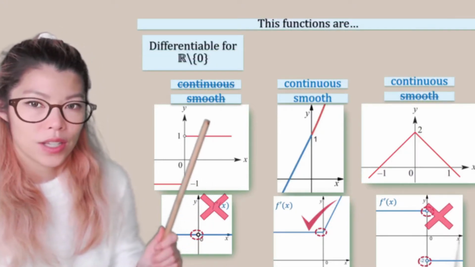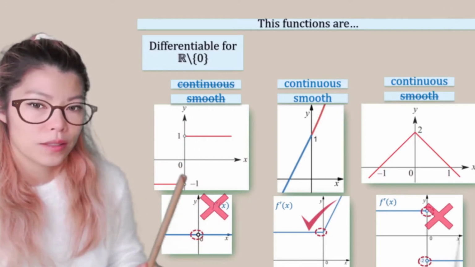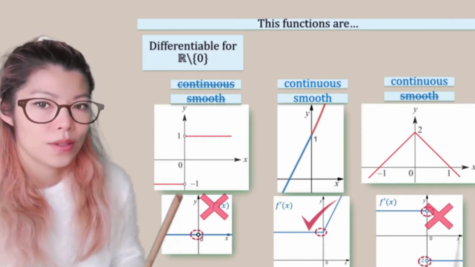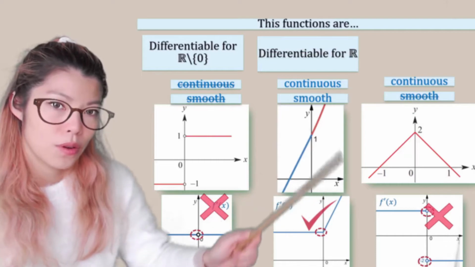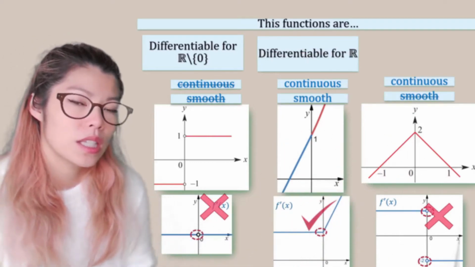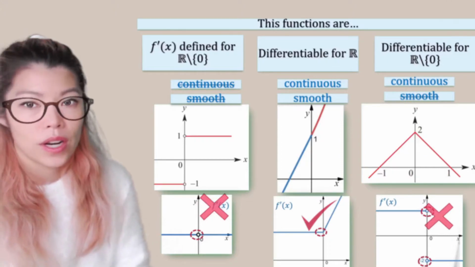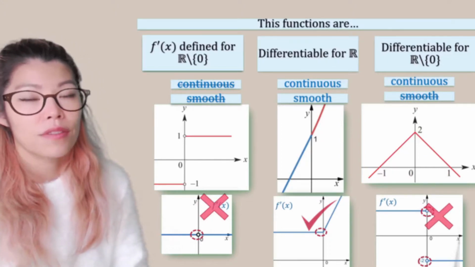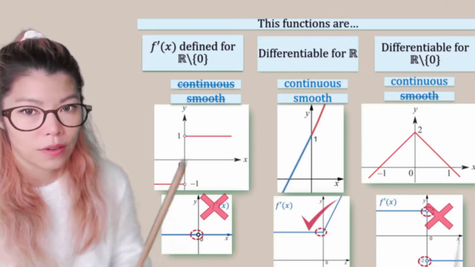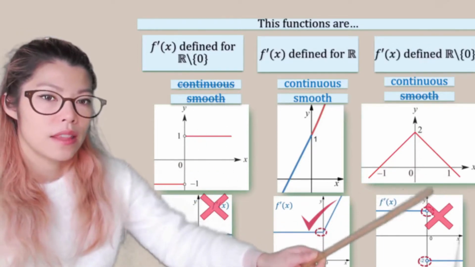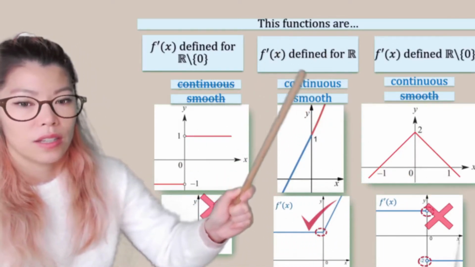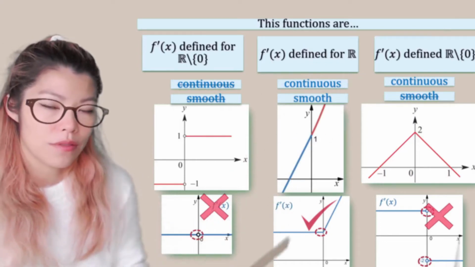So these functions are differentiable for all real values except for at x equals 0. This is differentiable for all real values, and again this one is differentiable for all real values except for x equals 0. Or in other words, f dash x is defined for all real values except for x equals 0 for this one and this one, and f dash x is defined for all real values for this graph in the middle.